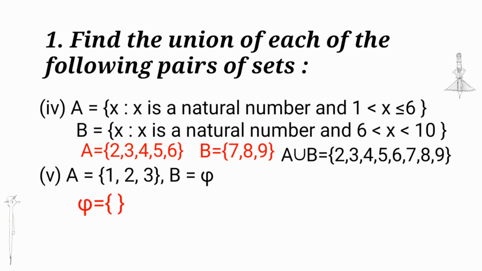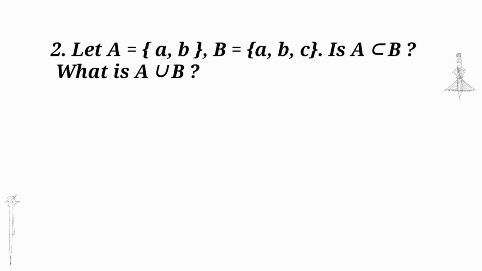A is equal to {1, 2, 3} and B is equal to the null set. Therefore, A union B is equal to {1, 2, 3} because B has no element.